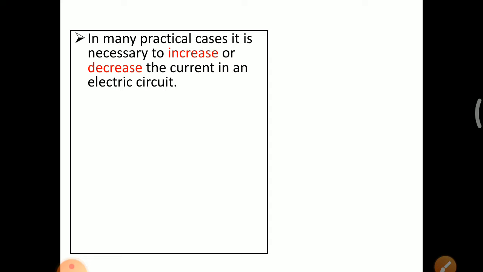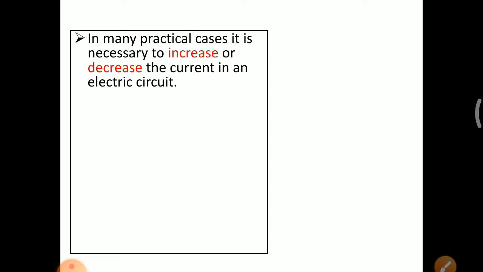When I increase the voltage value, that means a 9 volt battery, I will increase to 12 volt. So the current will also increase. When I decrease the voltage, the current value also decreases. So from Ohm's law, we know that V is directly proportional to I. So that using voltage source, we can change the current in the circuit.